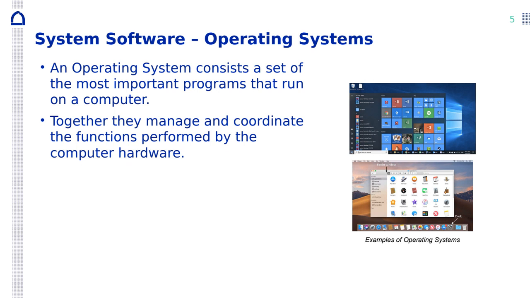Now we are on slide number 5. What is an operating system? An operating system is a set of the most important programs that run on a computer. They manage and coordinate the functions performed by the computer hardware, the memory, the hard drive, all coordinated by the operating system.